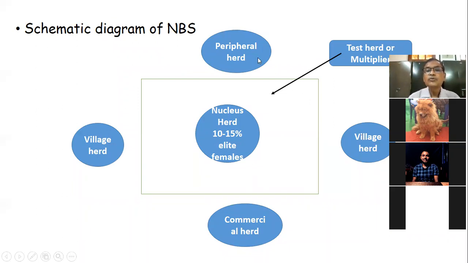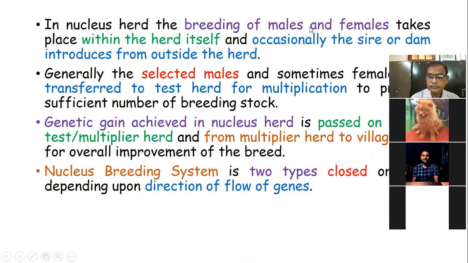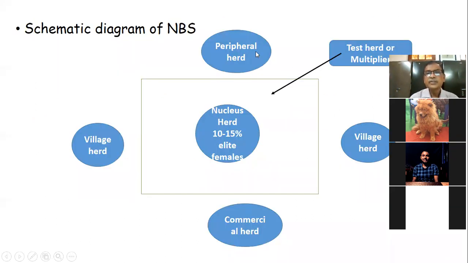Sometimes you call it the village herd, sometimes the peripheral herd, sometimes the peripheral commercial herd. Since the village herd is related to profit, it is called the commercial herd. And since the farmers are outside the farm, that's why it is called the peripheral herd. Okay? So the village herd is also called the commercial herd or the peripheral herd.